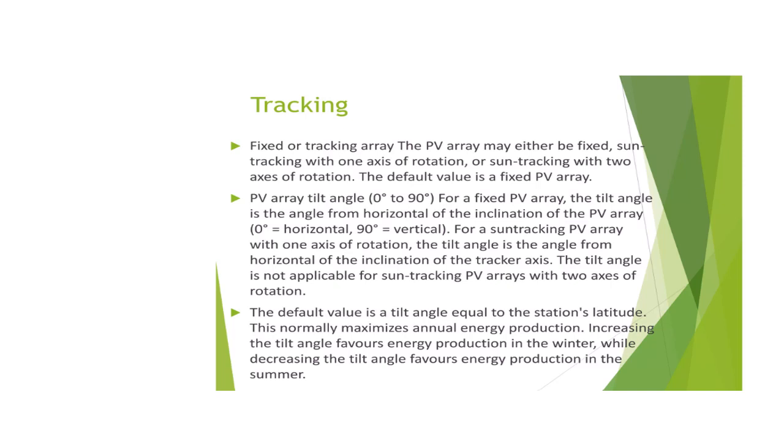Tracking. Now, what does tracking mean? We'll discuss it. Fixed or tracking array. The PV array may either be fixed, sun tracking with one axis of rotation, or sun tracking with two axes of rotation. The default value is the fixed PV array. PV array tilt angle, 0 to 90 degrees. For a fixed PV array, the tilt angle is the angle from horizontal of the inclination of the PV array, that is, 0 degrees equals horizontal and 90 degrees equals vertical.